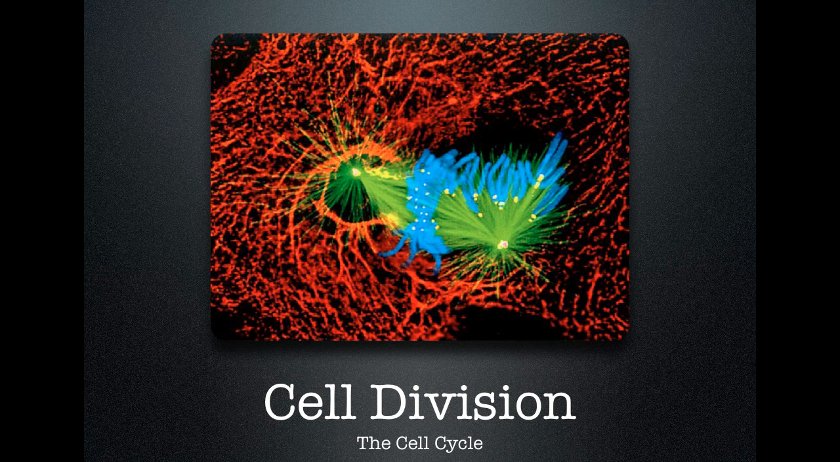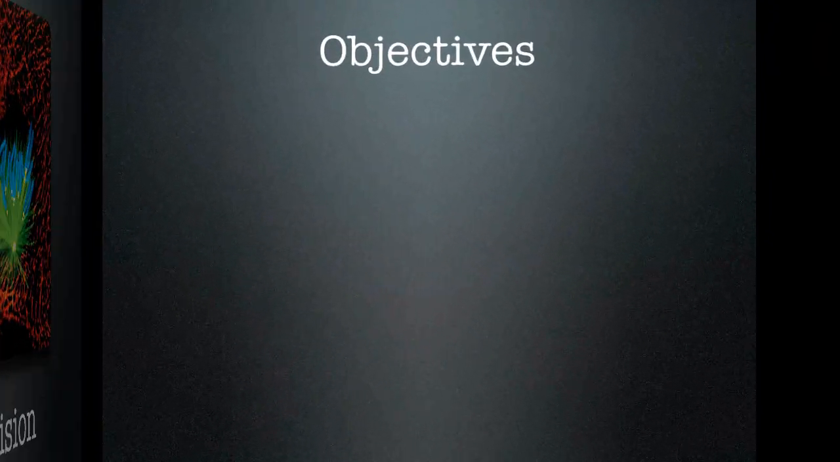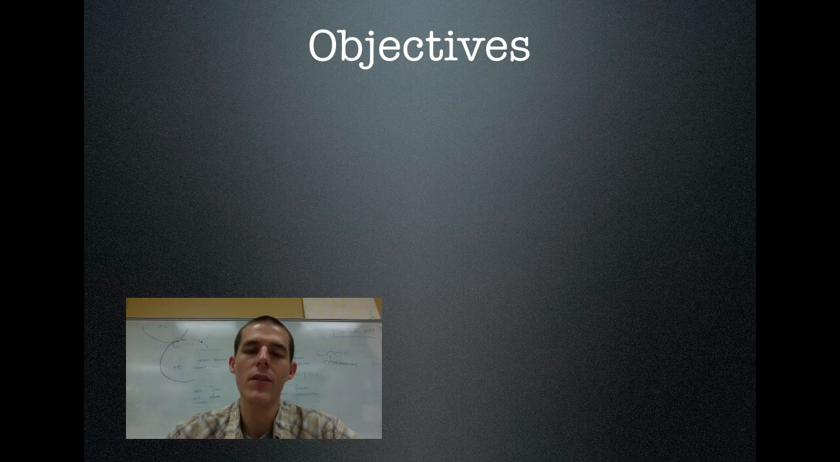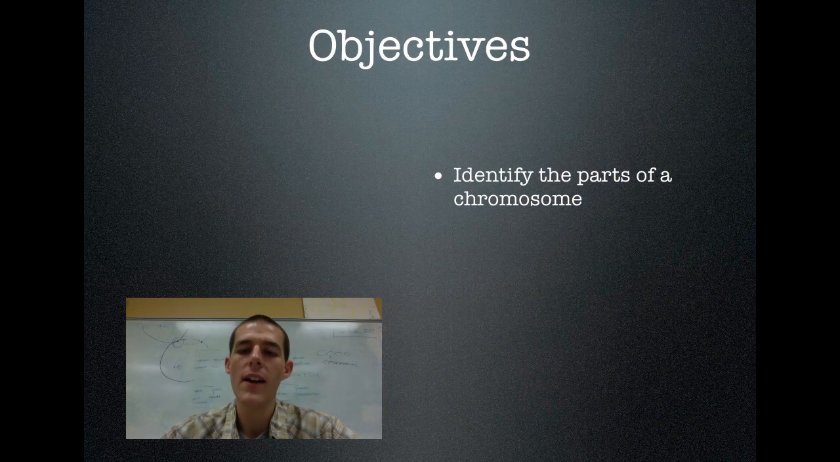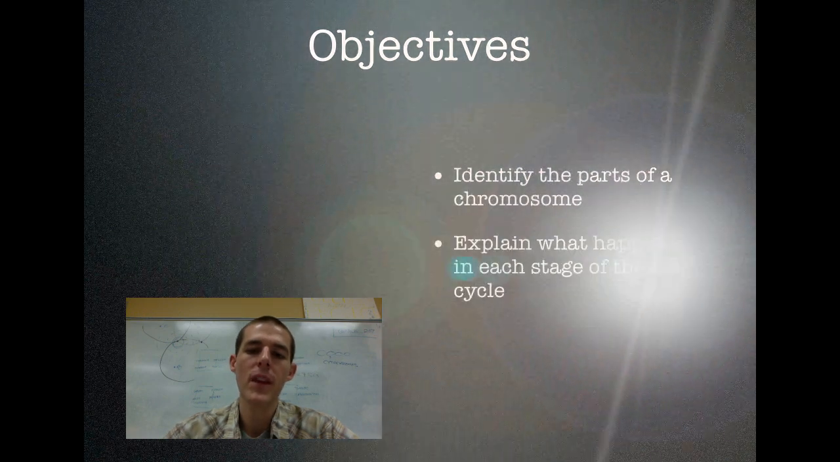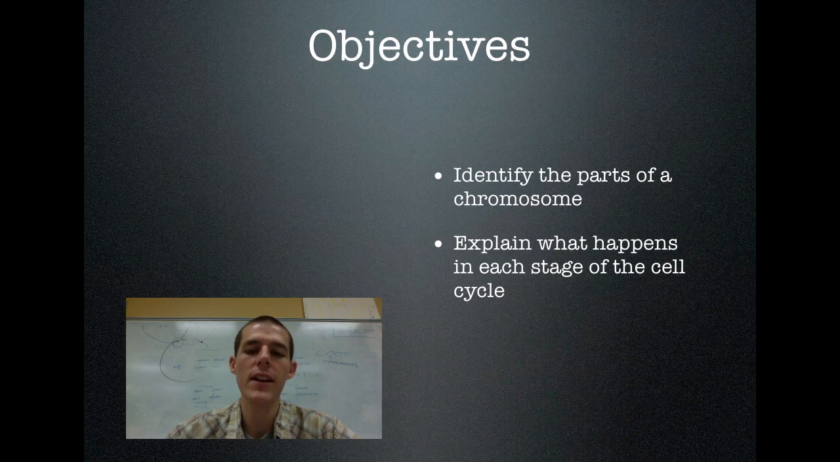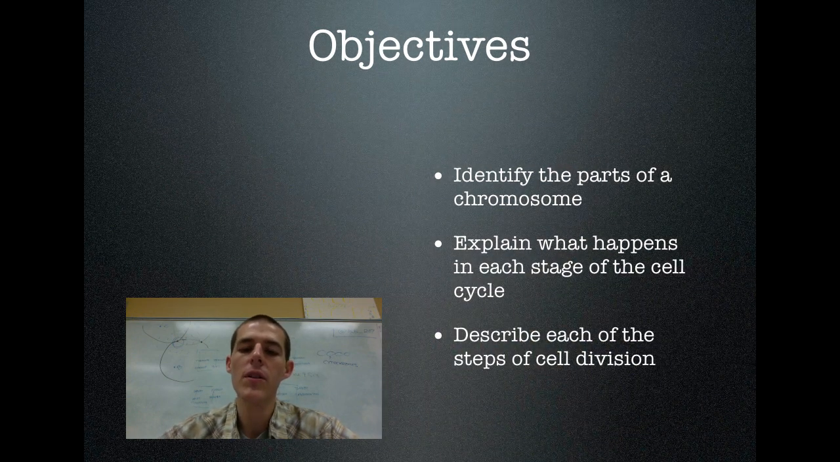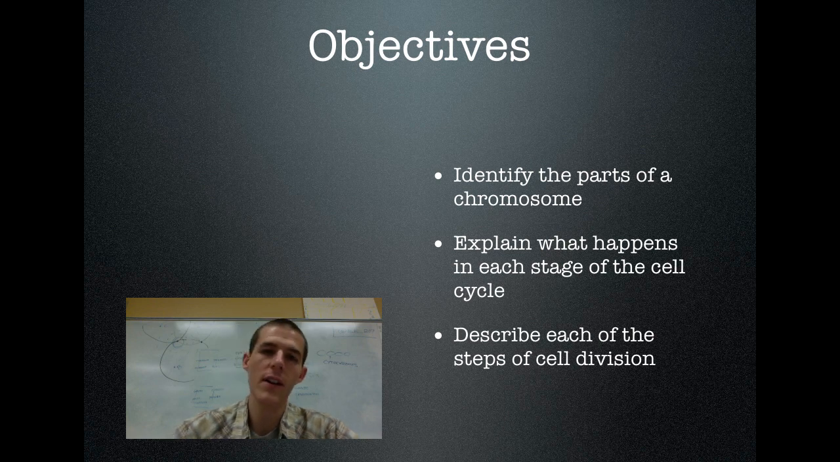So like always, let's go ahead and get our objectives, and then we will get on into the meat of our lesson today. By the end of the video, I need you to be able to know or do the following things. Identify the parts of a chromosome. Second thing is to explain what happens in each stage of the cell cycle. And finally, be able to describe each of the steps of cell division. A lot of stuff to cover today, so let's get into it.